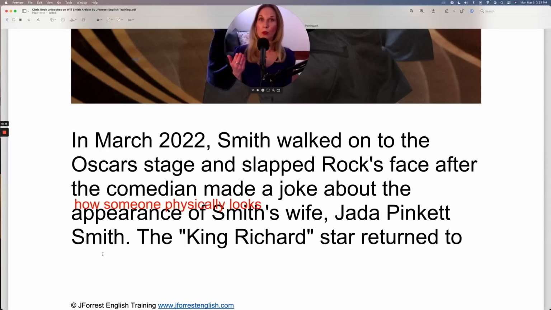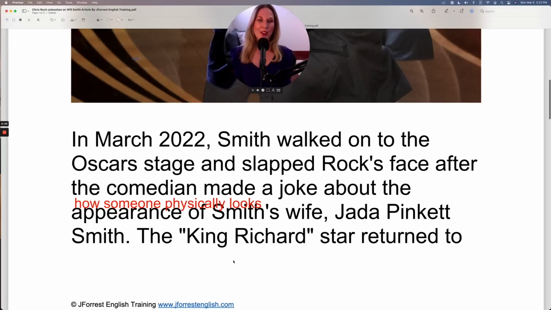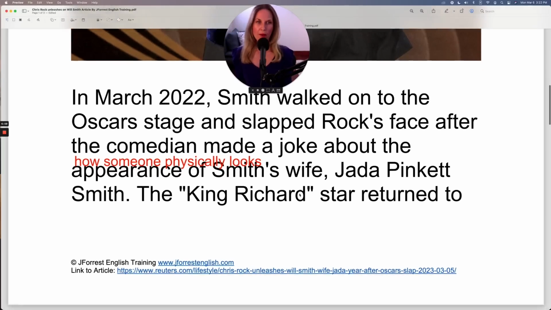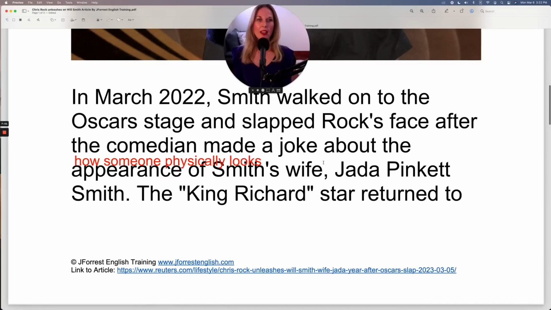So when you go to a job interview, it's important to think about your appearance because people are judging you based on how you look. So you want to make sure that you wear nice clothing, that your hair looks professional, that your appearance is professional as well. About the appearance of Smith's wife. And Smith's wife's name is Jada Pinkett Smith.